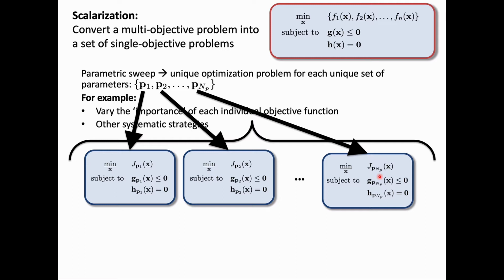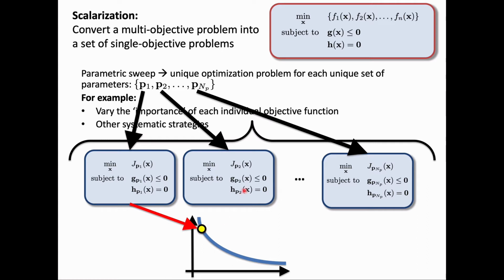Each one of these subproblems is going to produce a single point in the Pareto set. If we are looking in the objective function space, it's going to produce a point that is on the Pareto frontier, assuming that the subproblem was solved successfully. So for example, suppose we solve this first subproblem and it produces a point here on the Pareto frontier.